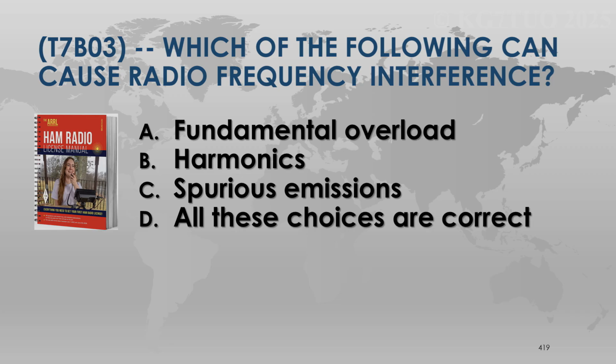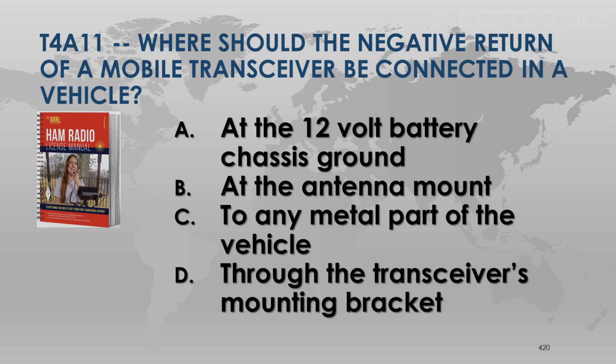Digital modes. Okay, questions. Which of the following can cause radio frequency interference? Delta, all of the above. Where should the negative return of a mobile transceiver be connected in a vehicle? The negative on a mobile transceiver. It's a 12-volt battery chassis ground.